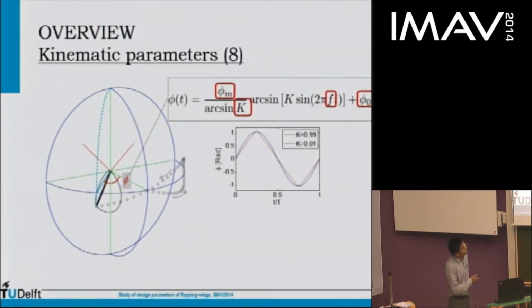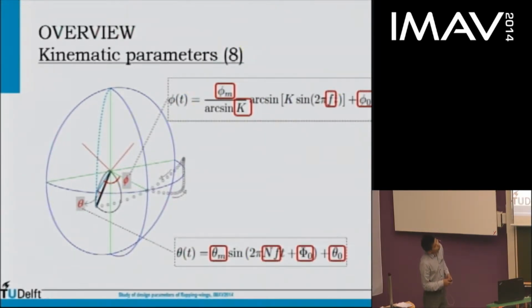The parameter k here is used to control the shape function. When k is close to 0, we get a harmonic shape. When it gets close to 1, we get a triangle shape.